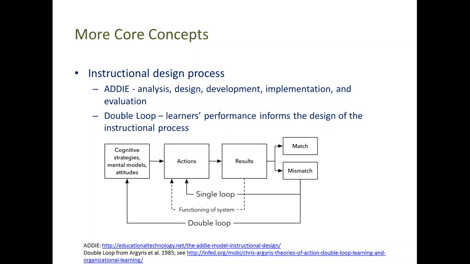The design process also informs what we might call the double loop. The single loop is, I'm trying to use my mouse on the slides. I don't know if you'll see my mouse on the slides. I don't know if that works.